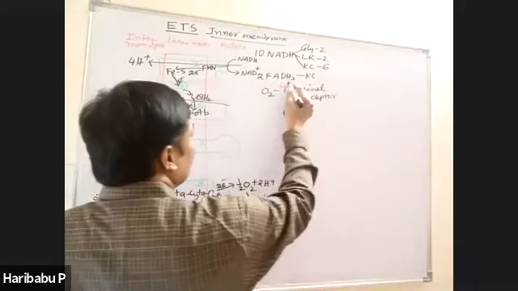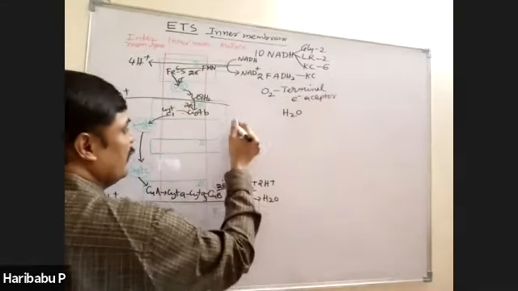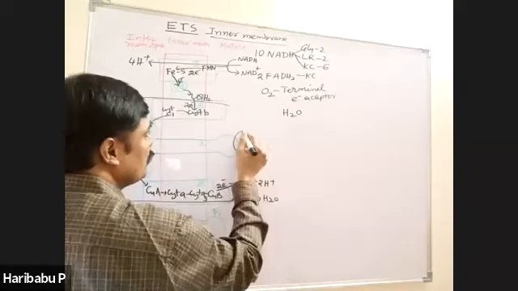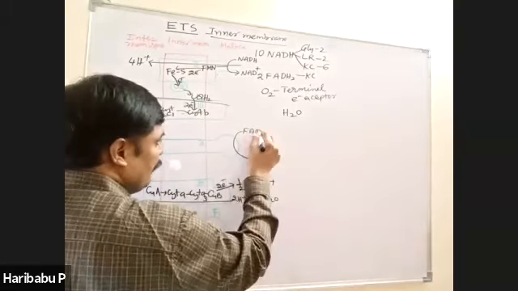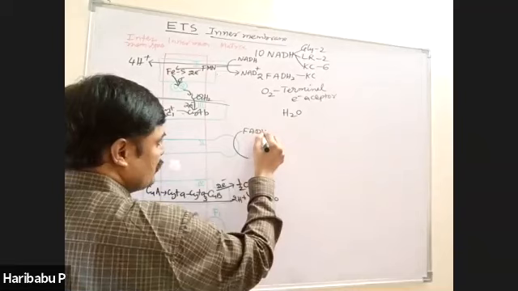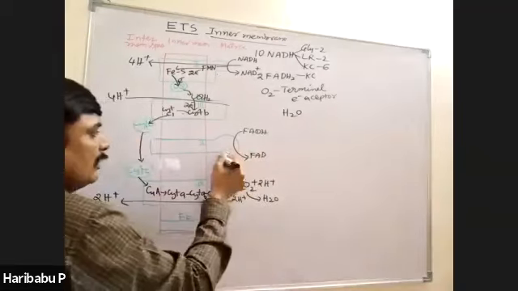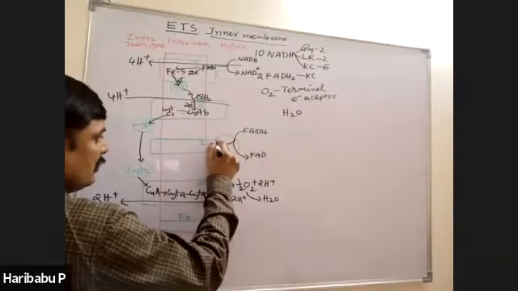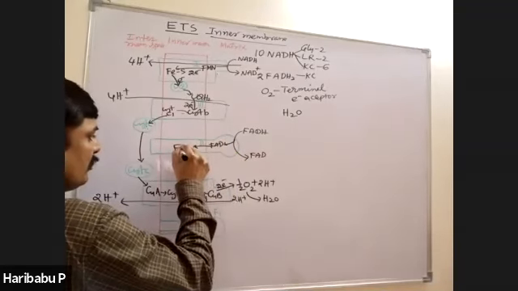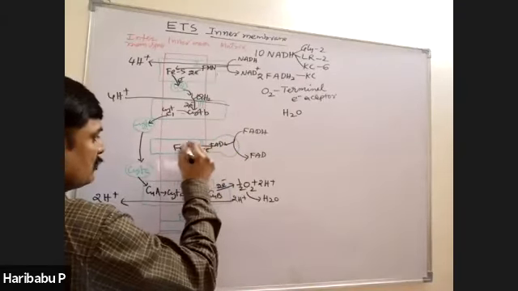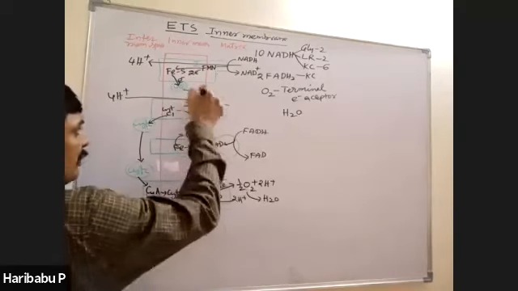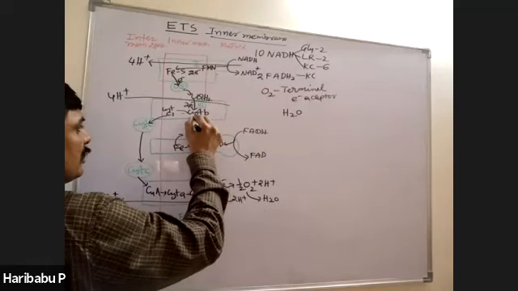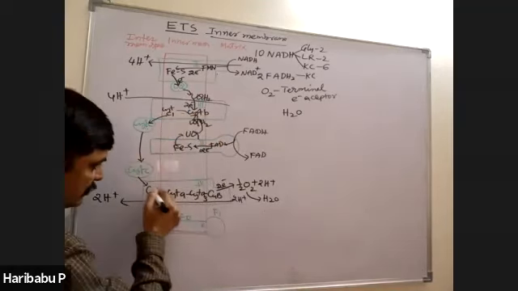Now, what about FADH2? It donates electrons not to the first complex, but to the second complex. FAD undergoes oxidation and donates electrons, which are transferred to iron sulfur proteins. Then these electrons are accepted by ubiquinone, the same as before, and it becomes UQH2.